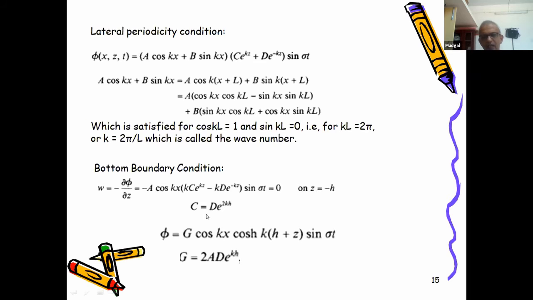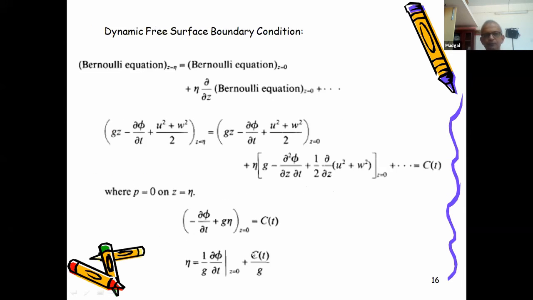Okay, and substitute back, then you will get the function phi equal to G cos kx cosh of k(h plus z) into sin sigma t. Okay, so this is one function. You have a function of x, then you have a function of z, and you have a function of t, and this G is equal to 2 A D e to the power of kh.